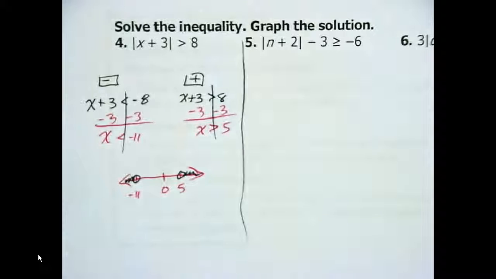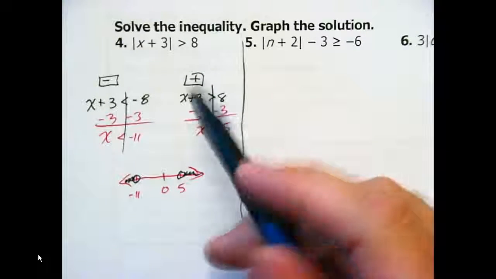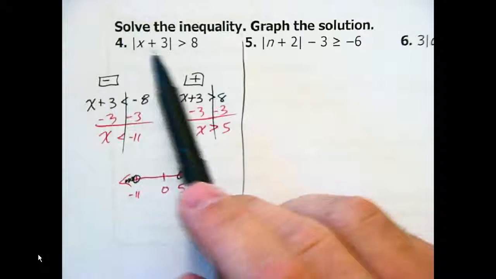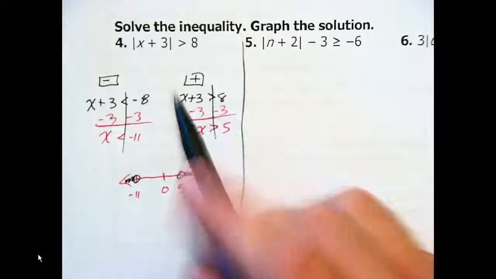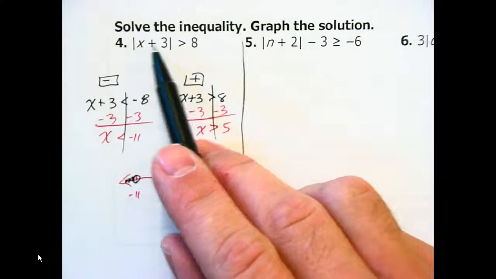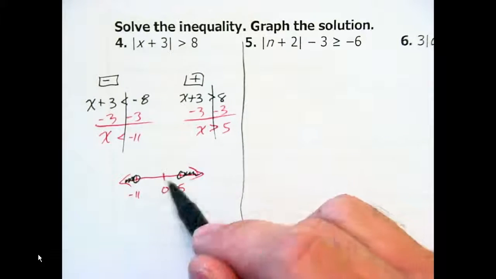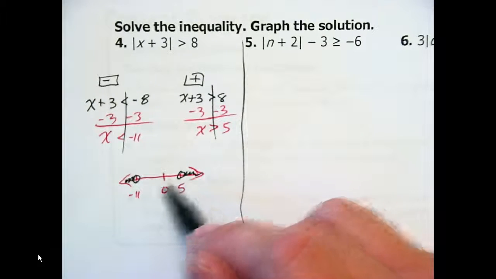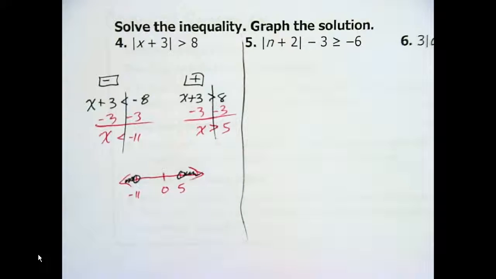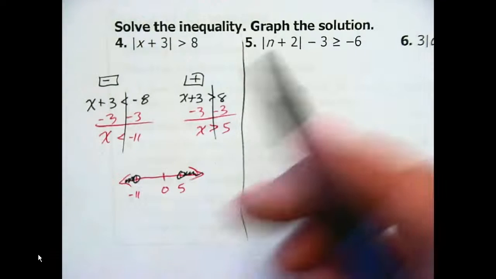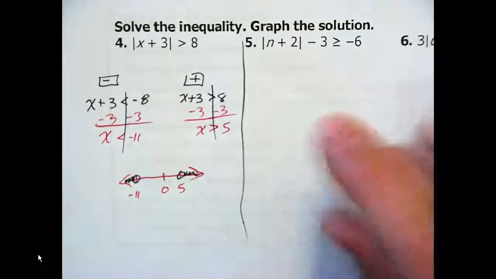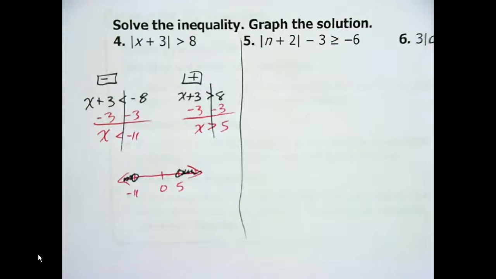Good question. At the end, it's tough to tell unless you plug values in. Like, if I put 0 in, 0 plus 3, that's 3. 3 is not greater than 8, so I can't ever shade over 0. That's not part of my solution set. Now, I will give you a shortcut here in a minute. Let me do number 5 and number 6 with you first.